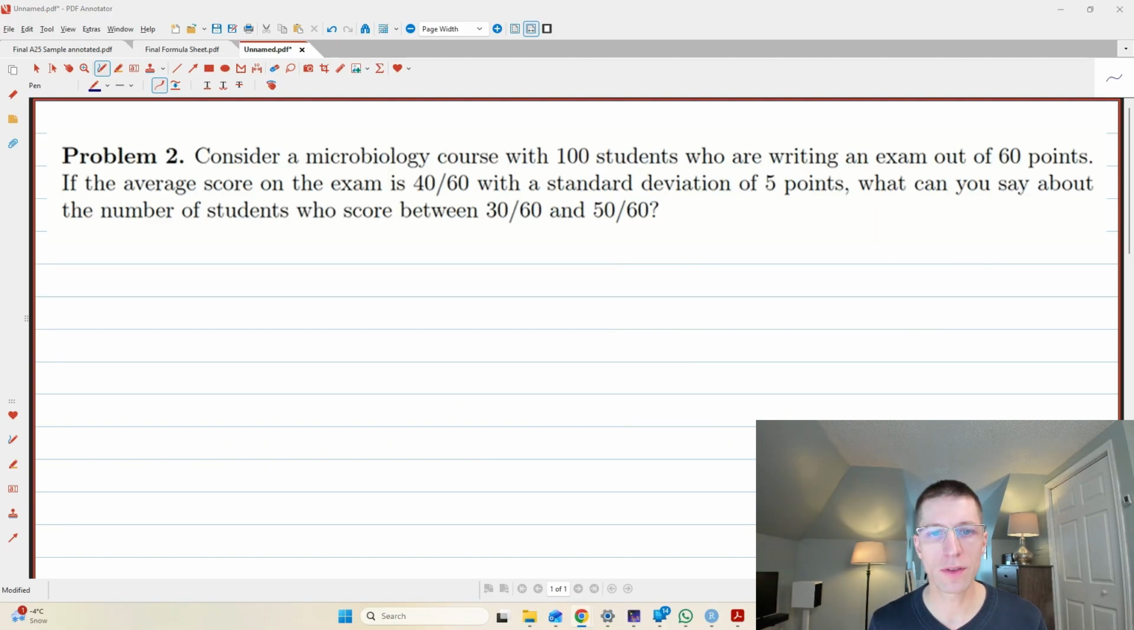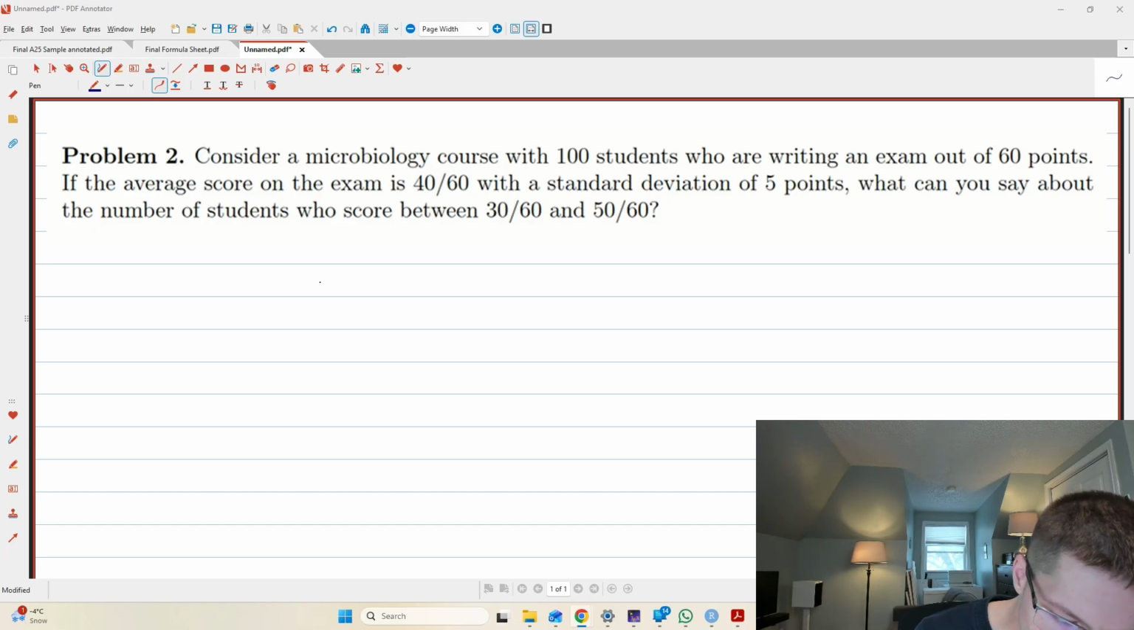Question two tells us that we have a microbiology course with 100 students writing an exam out of 60 points, and the average score is 40 out of 60 with a standard deviation of 5 points. We're asked, what can you say about the number of students who score between 30 out of 60 and 50 out of 60? This should be reminiscent of the problems you saw early in the course, before you learned about the Z table. The only way to answer these is if they're nice cooked up numbers that are exactly a whole number of standard deviations away from the mean.